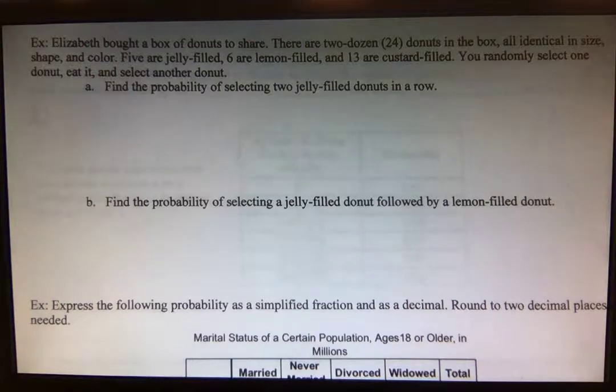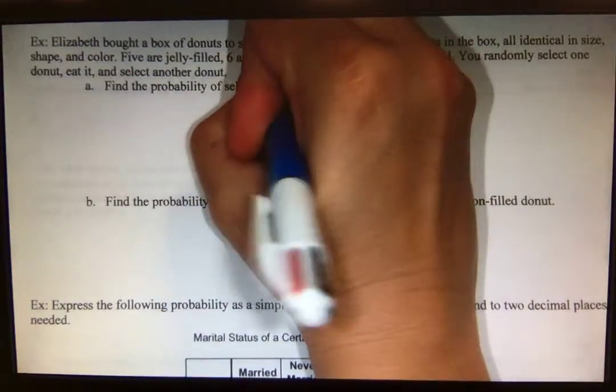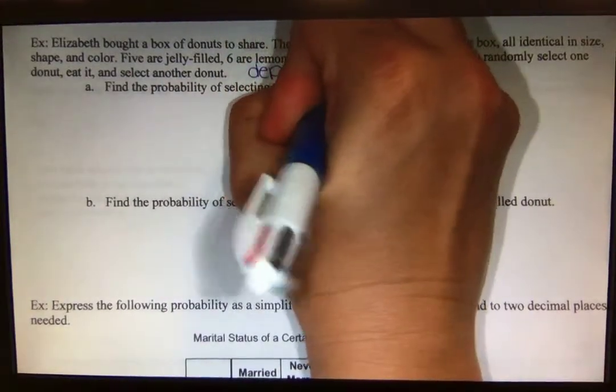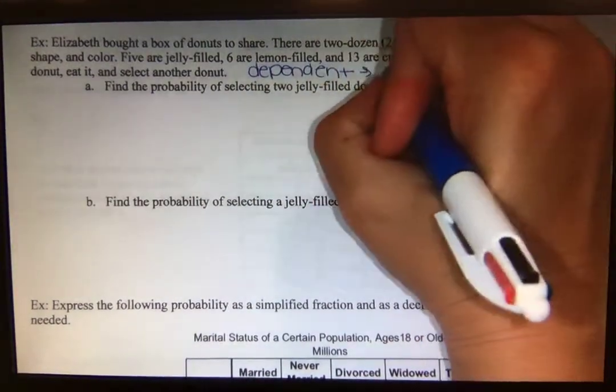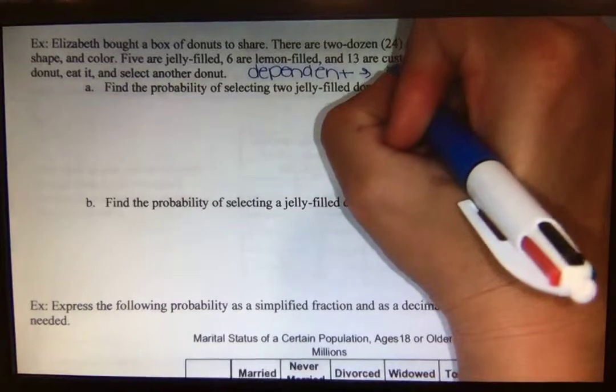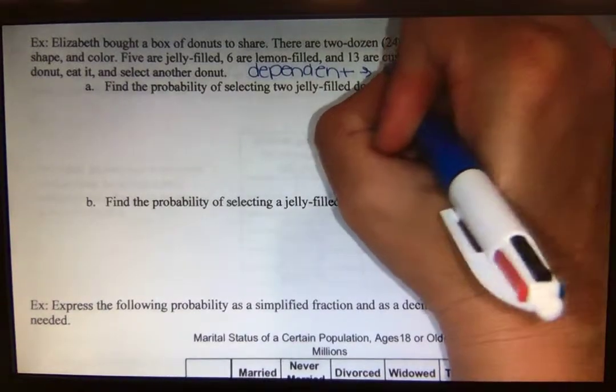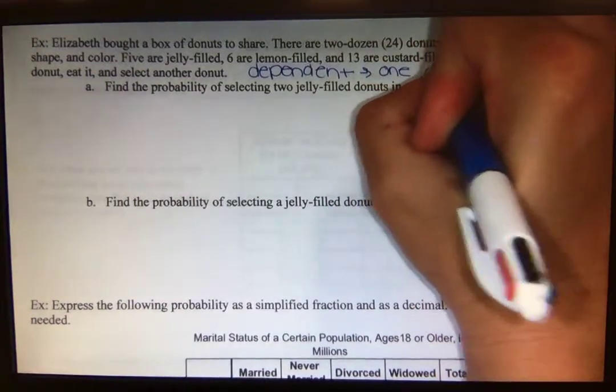All right, so find the probability of selecting 2 jelly-filled donuts in a row. So remember, you take one out, you eat it, and then you get another one. So are these independent or dependent? Dependent, because when we eat the first one, that affects the next thing. So they're dependent, which means one does affect the other.